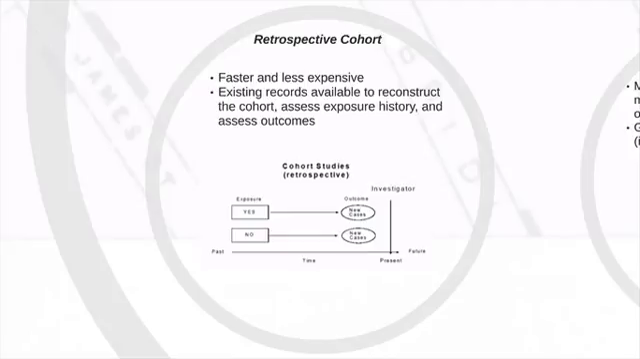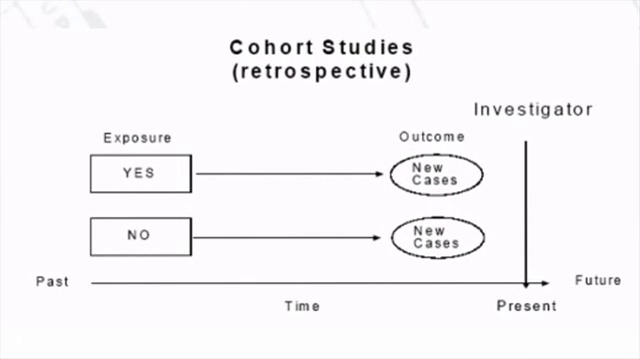Okay, so why would we do a retrospective cohort study? If we have existing records and we can reconstruct the cohort and their exposure and outcome status, usually it's faster and less expensive, right? If you just want to go to a hospital and sit in the basement and dig through records, which I have done in my past life as a research assistant. All right, so here's a little visual where the investigator is at the end of the study and they're going back in time. But again, the key is that they're assessing people based on exposure status and watching over time for case development.